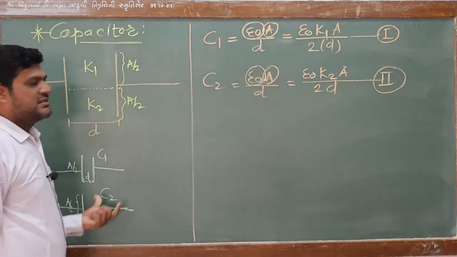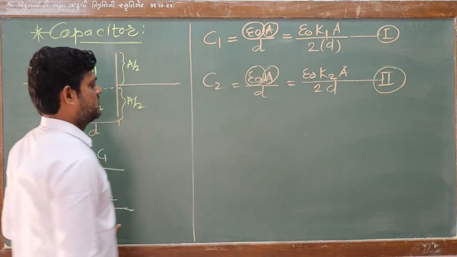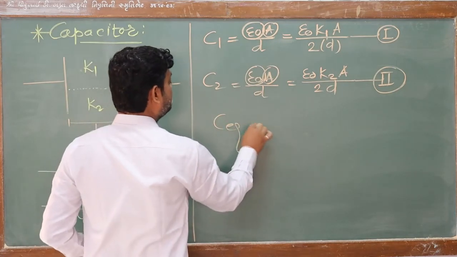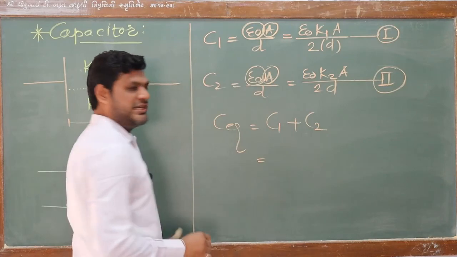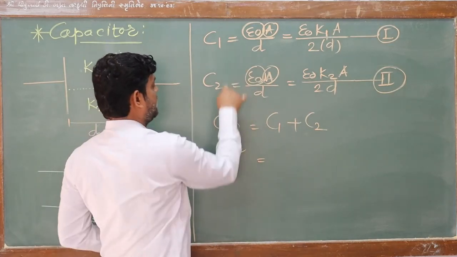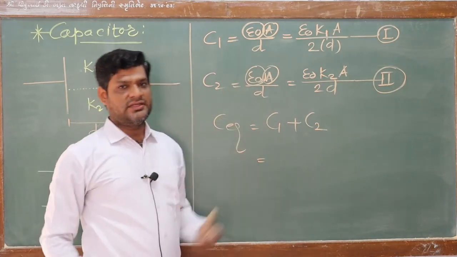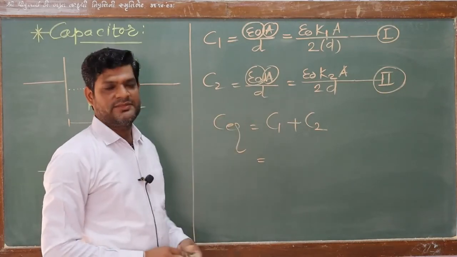Now these two capacitors are in parallel. So C equivalent equal to what? C1 plus C2. Now it is a homework for you. Put the value of C1 and C2 and get the answer. So you can do this.